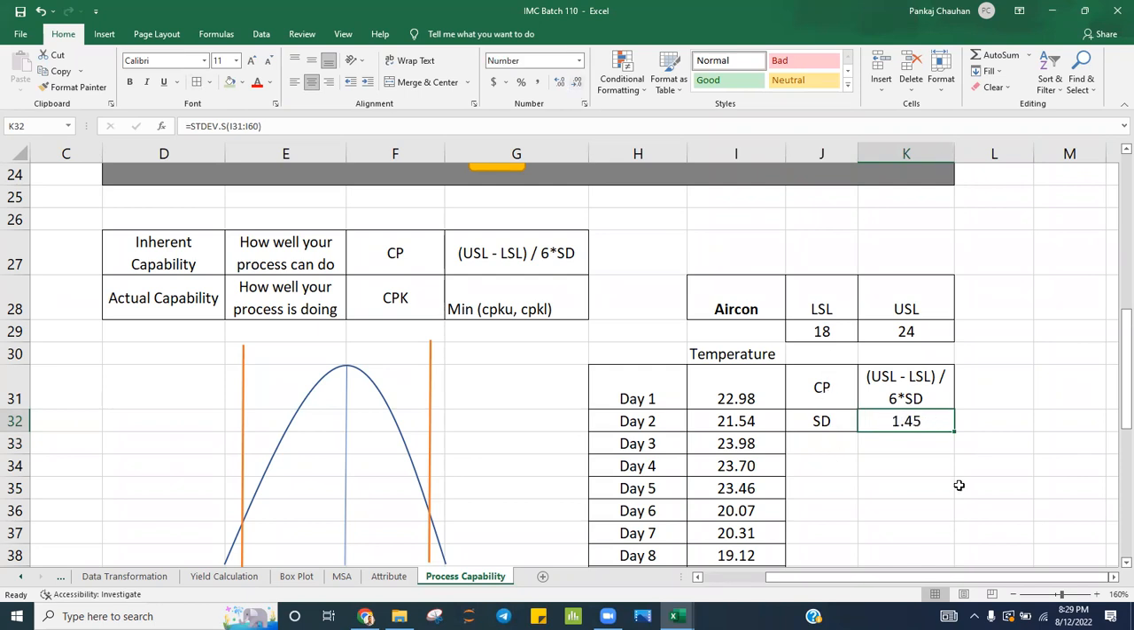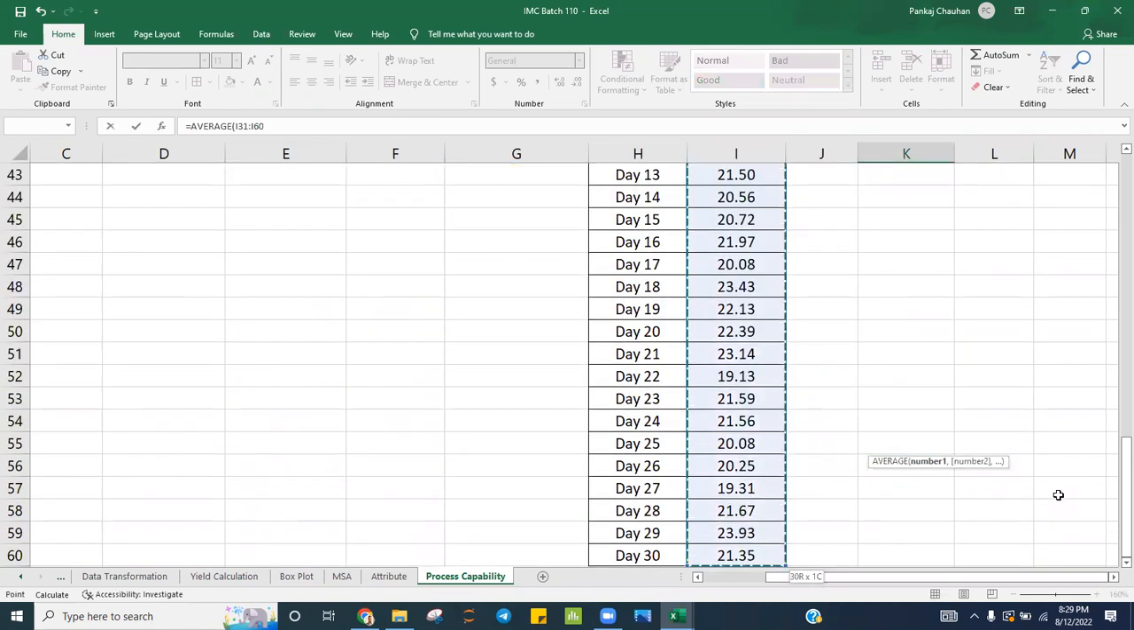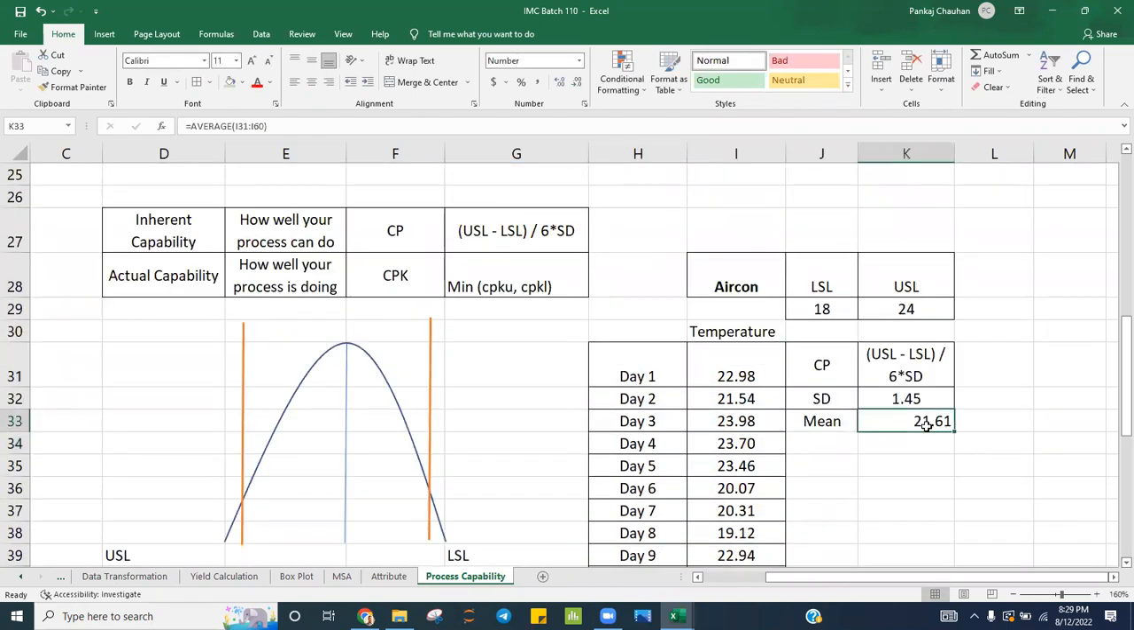On an average, how much am I getting? Because I will need that to calculate the CPK. So let's say the average temperature of my air conditioner is around 21.61. Ideal condition, what average am I expecting? You take the sum of these two, 24 plus 18, and divide by 2. I am expecting 21.